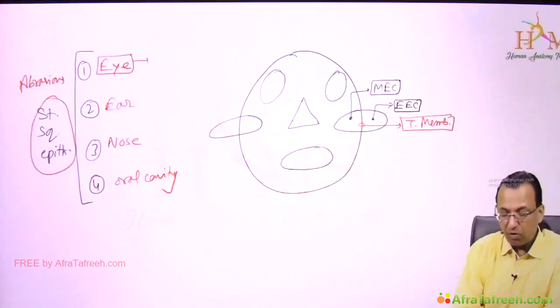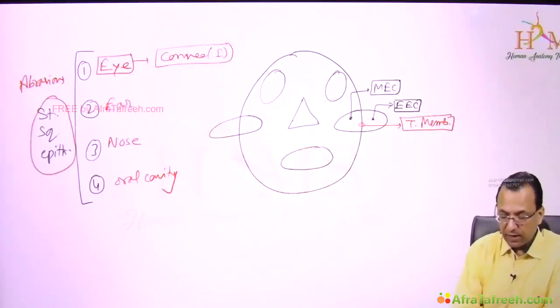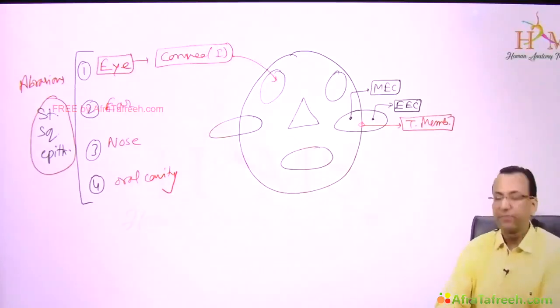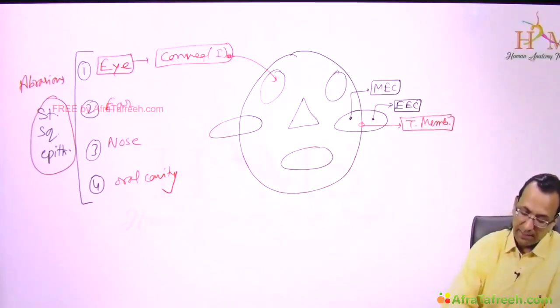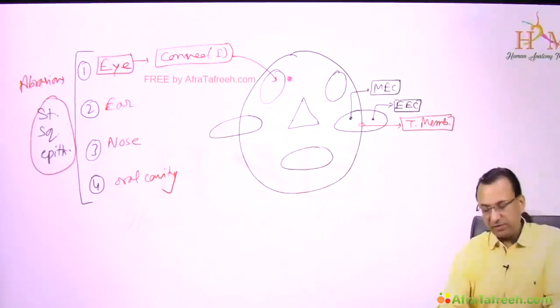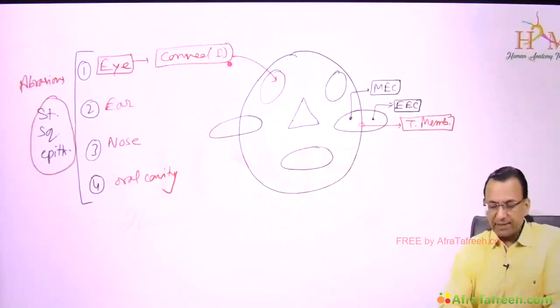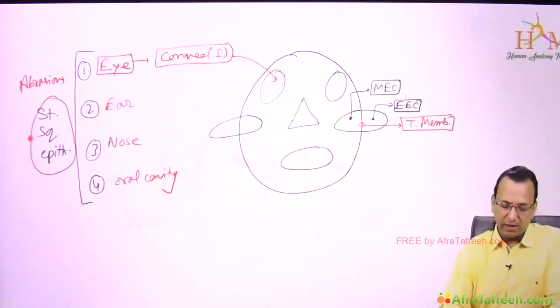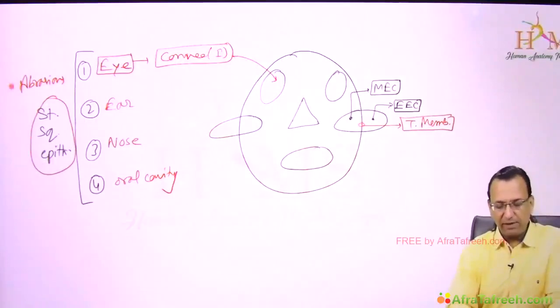Eyes have cornea and the first layer of cornea is lined by the stratified squamous epithelium because it is prone to abrasion. So, in the eye, the surface epithelium of cornea is stratified squamous epithelium, protective against abrasion. What about the ear?